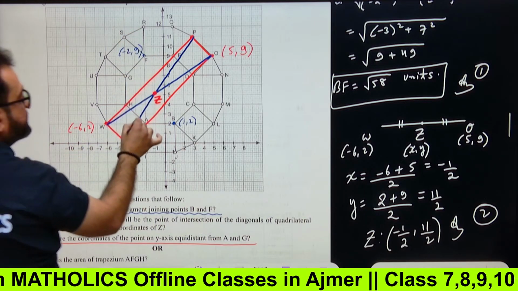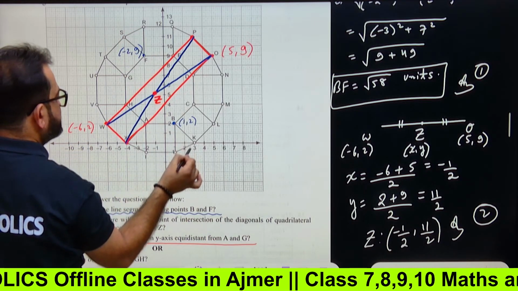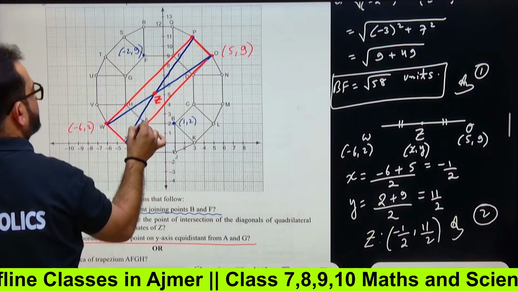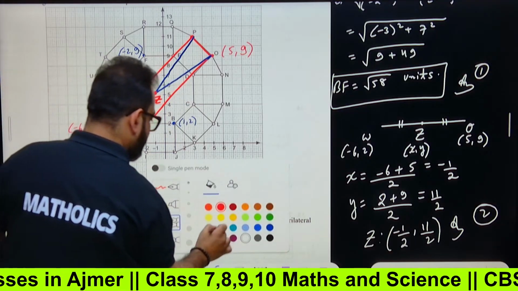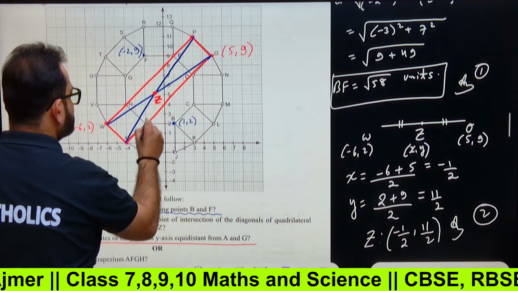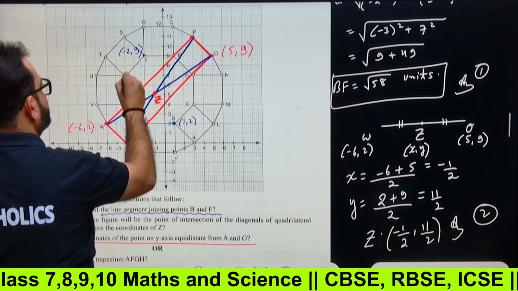Equidistant from A and G. This is point A. And where is G? A, B, C, D, E, F, G. Okay. This is point A. Let me mark it with pink color. This is point number A and this is point number G, right?